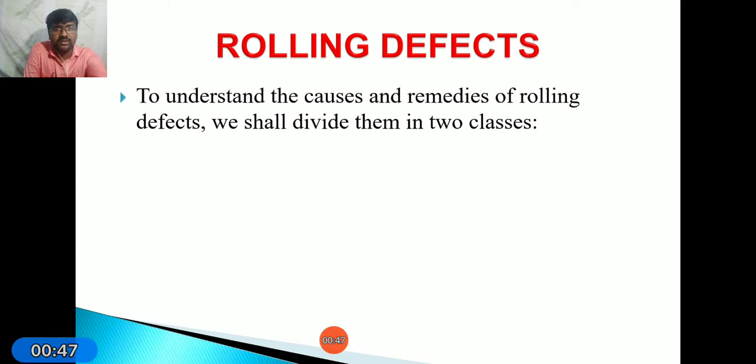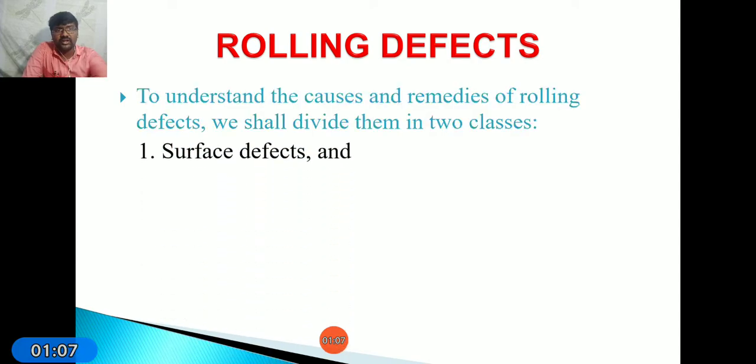First of all, we need to understand the causes and remedies of rolling defects. Why does that defect occur? What are the different types of remedies for these problems? In total, we divide the rolling defects into two types, that is surface defects and structural defects.